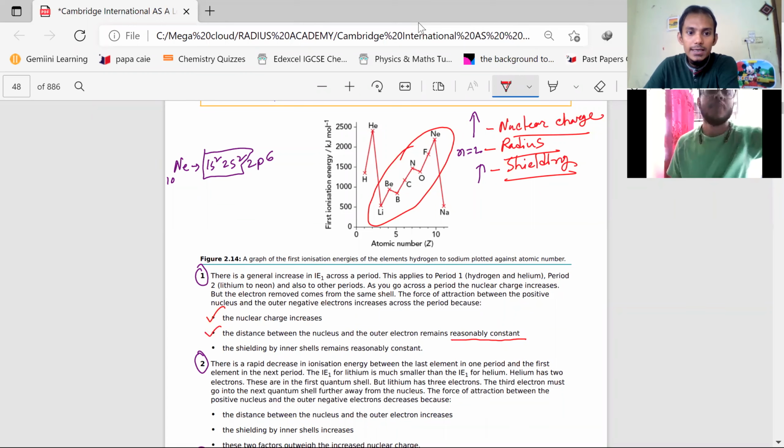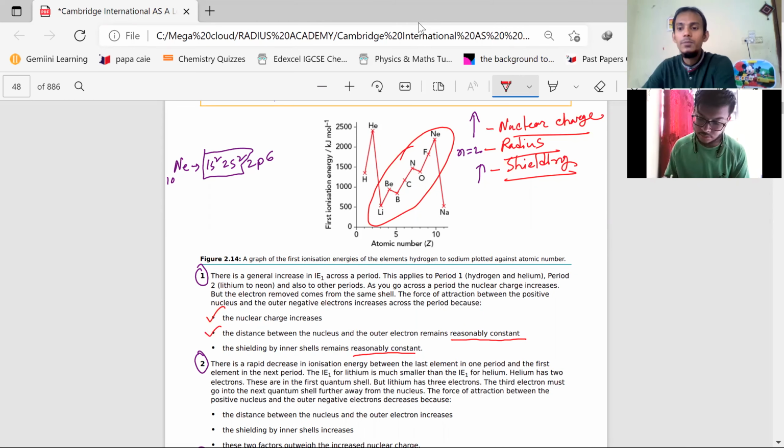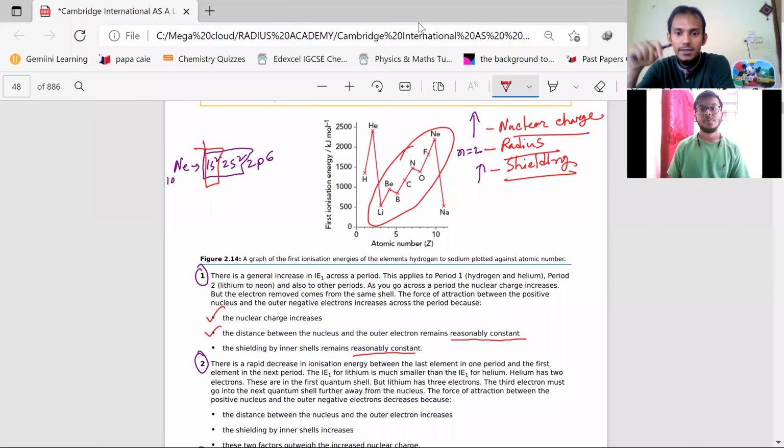Our number 3 is the shielding by inner shells remains reasonably constant. Why? Because the electron is removed from the same quantum shell. So in the inner shell, you will get the same number of electrons. For lithium to neon, all these elements have 1s2 electrons in the first quantum shell. The repulsion force, or shielding, will be done by these 1s2 electrons for all these lithium to neon. So nuclear charge increases. This is the main factor.